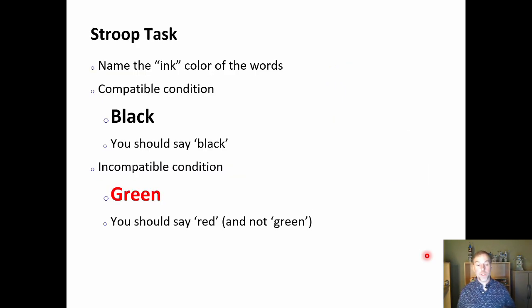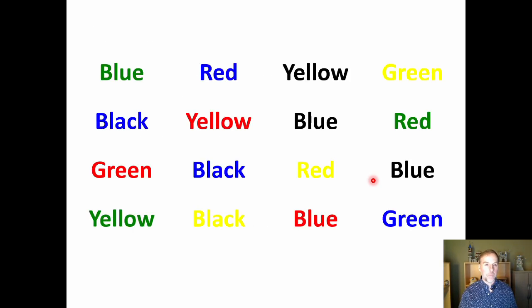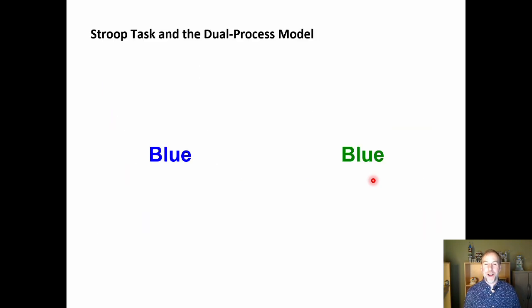Now here's the incompatible condition, or the hard condition. Here there's going to be a mismatch between what the word says. Those letters spell out green, but remember, we need to say the color of the ink, which in this case is red. So let's try this again, and you should very quickly see and feel that this is a lot harder. Whew, okay, here I go. Green, blue, black, yellow, blue, red, black, green, red, blue, yellow, black, green, yellow, red, blue. Whew, okay. So very obviously much easier in this condition than in this condition.